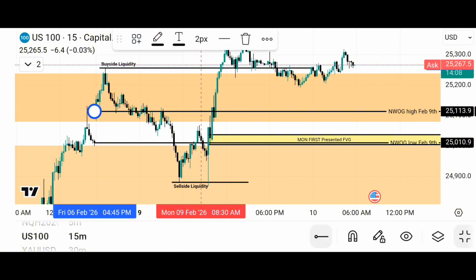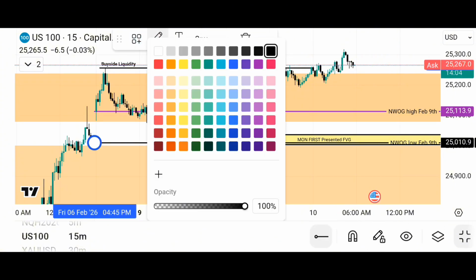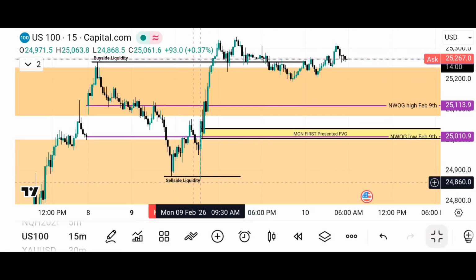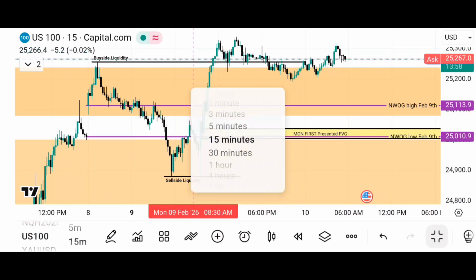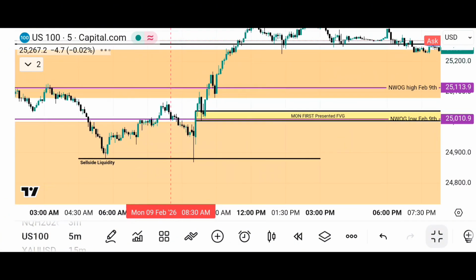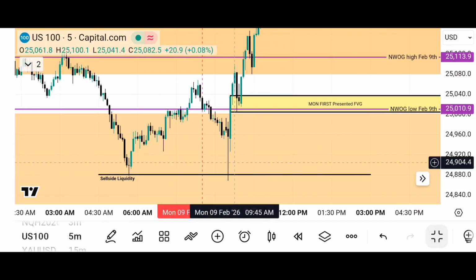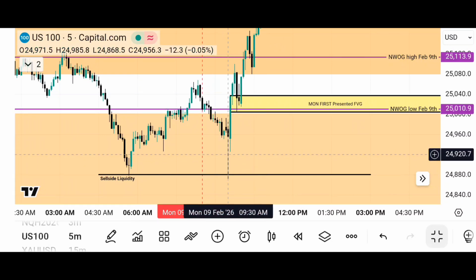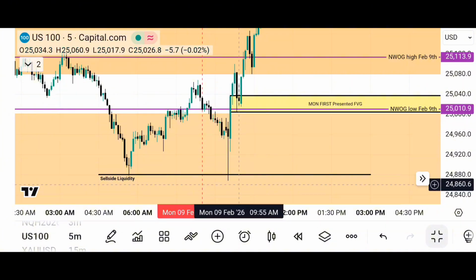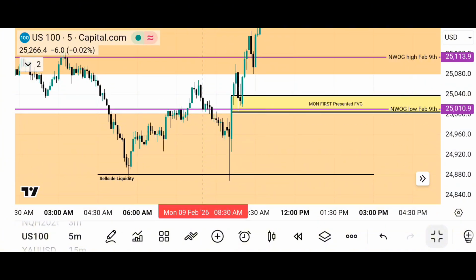So let me make it purple so you take note of it. So this won't confuse you. Our sell side and our buy side. So dropping down to the 5 minute time frame, 5 minute charts. After 8:30, exactly at 9:30, price is dropping down to take out this sell side liquidity and rallying up.